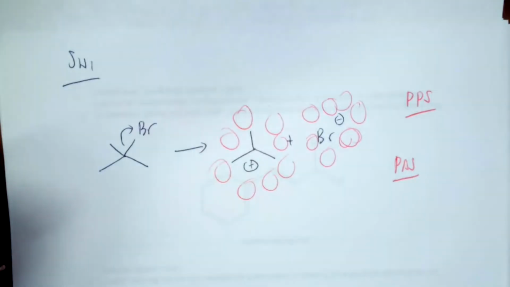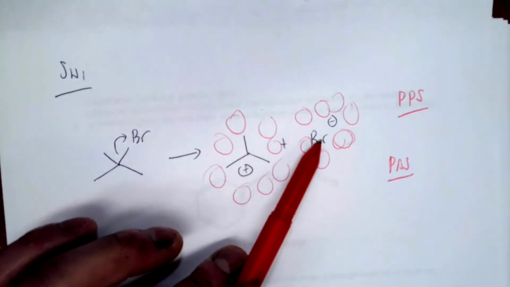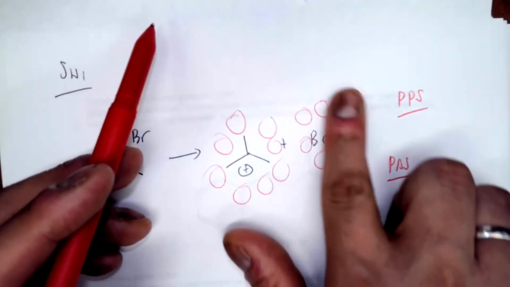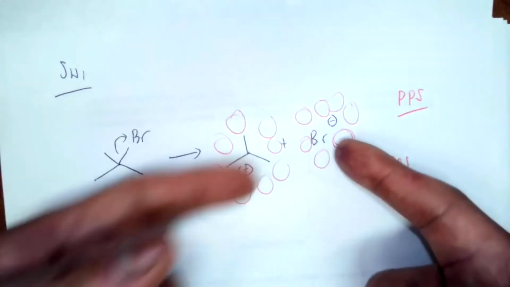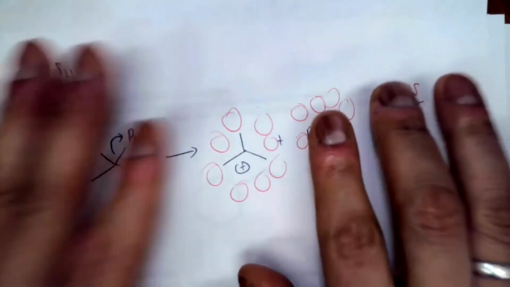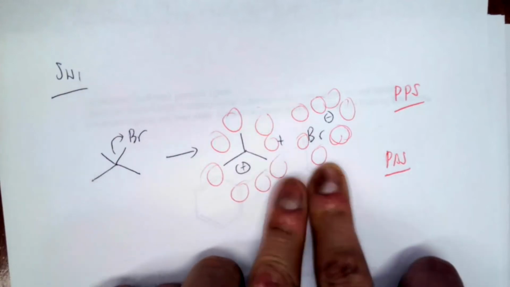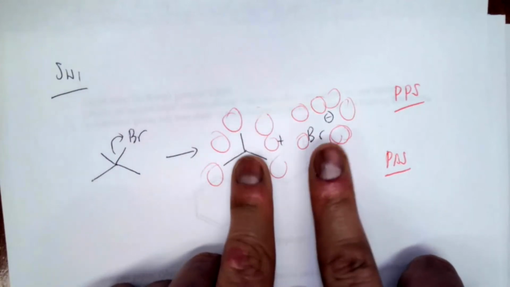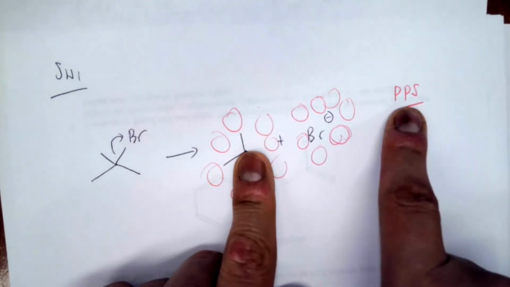What if I use PAS? Well, PAS will only solvate cations. So this one will be well solvated, but it will not solvate the anion. So the bromide will not be solvated. So you won't have stabilized the leaving group. And for this reaction to occur, you need both of them to be stabilized. Otherwise, the reaction will go backwards. So that's why PPS is good for SN1. PAS is not good for SN1. Why? Because it only stabilizes one of the ions, not the other one. You want to stabilize both. That's why you use PPS.